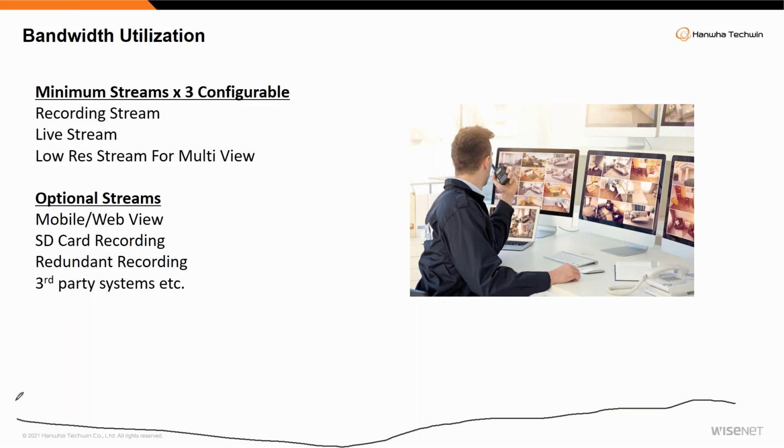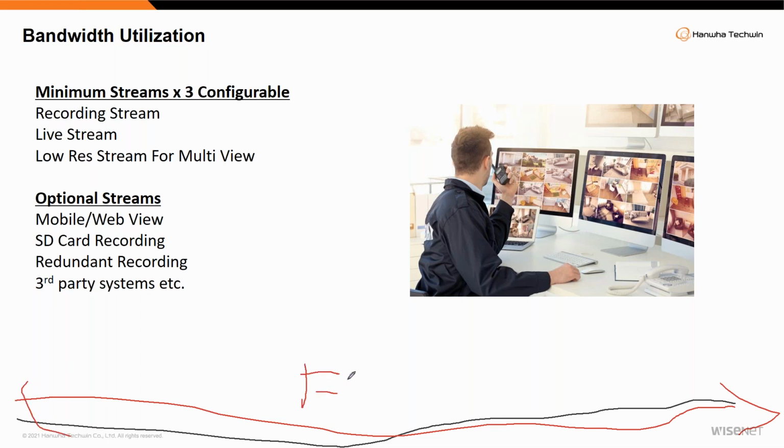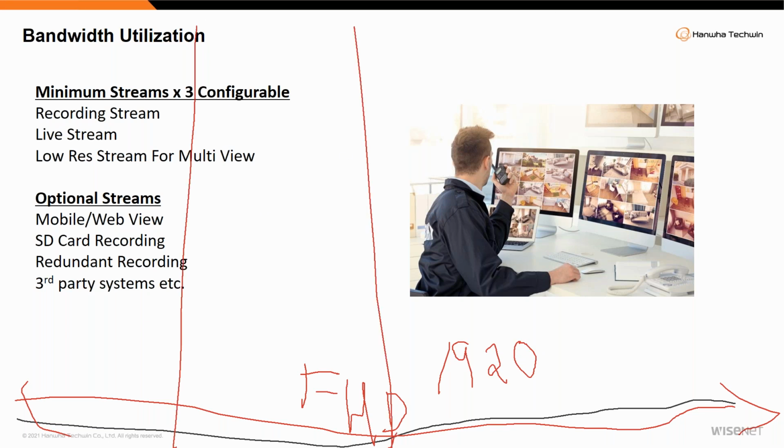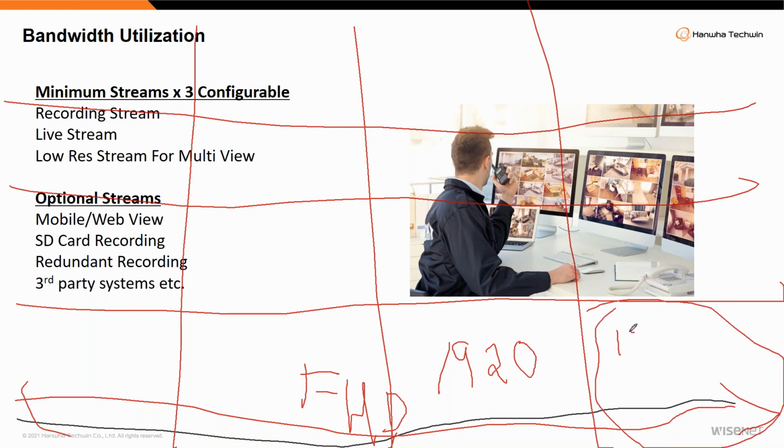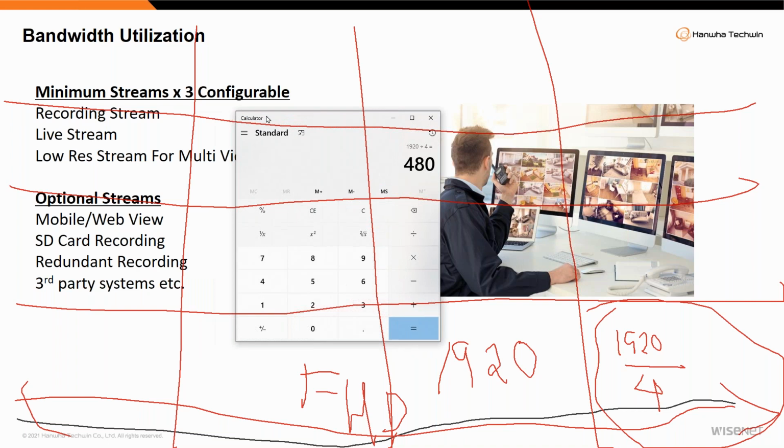Okay, just listen to this one. Let's say this screen size is full HD. What is the pixel width? 1920. Now, if I'm splitting the screen 4 times, this particular tile is 1920 divided by 4 because I split it. So what is 1920 by 4? 480.